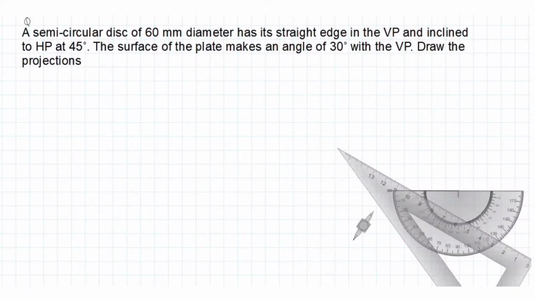So this is question number 3 of sheet 6. Here we have a semicircular disc of 60 mm diameter, which has its straight edge in the VP and inclined to the HP at 45 degrees. The surface of the plate makes an angle of 30 degrees with the VP. We need to draw its projections.